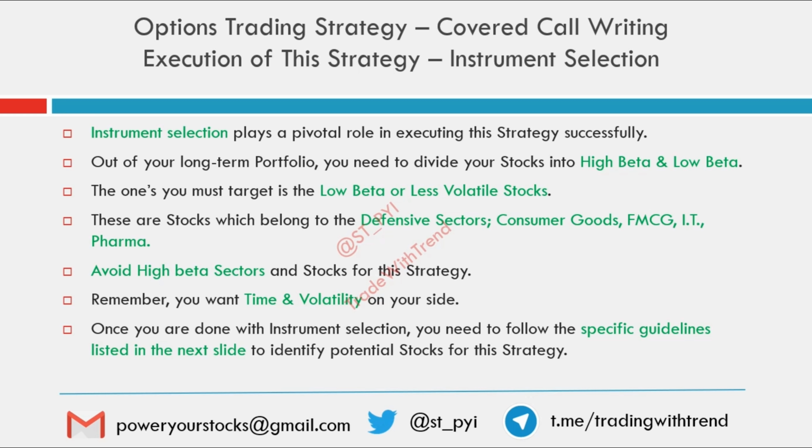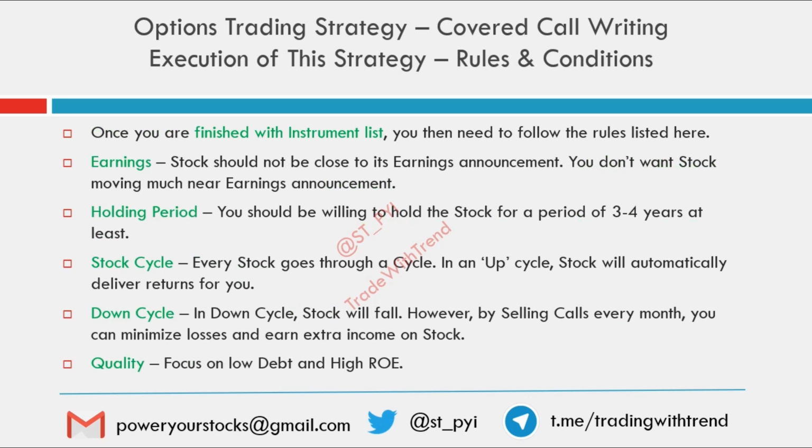The reason why you need to avoid high beta sectors and stocks for this strategy is because you don't want excessive price action either on the downside or upside, which is typically associated with high beta stocks and high beta sectors. Now, once you are done with instrument selection, I'll just list out some key points in the next slide which you have to follow in order to execute this strategy.